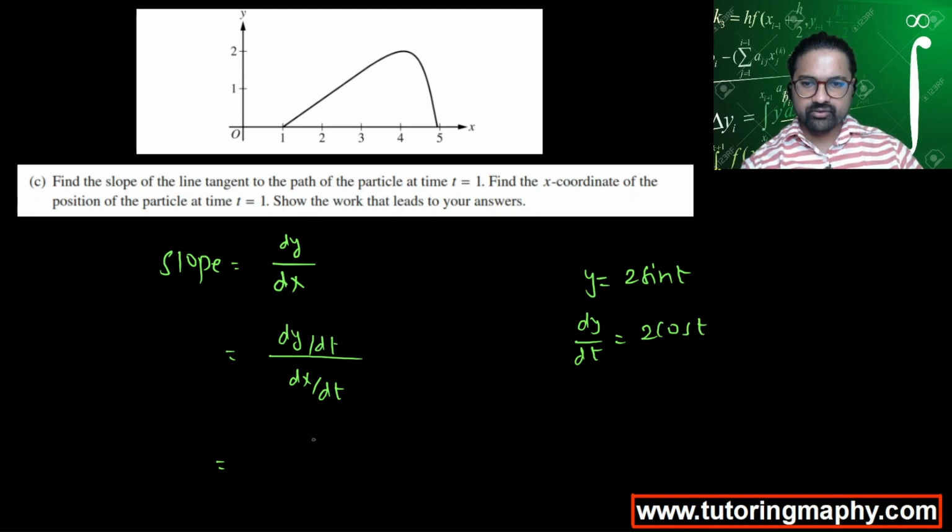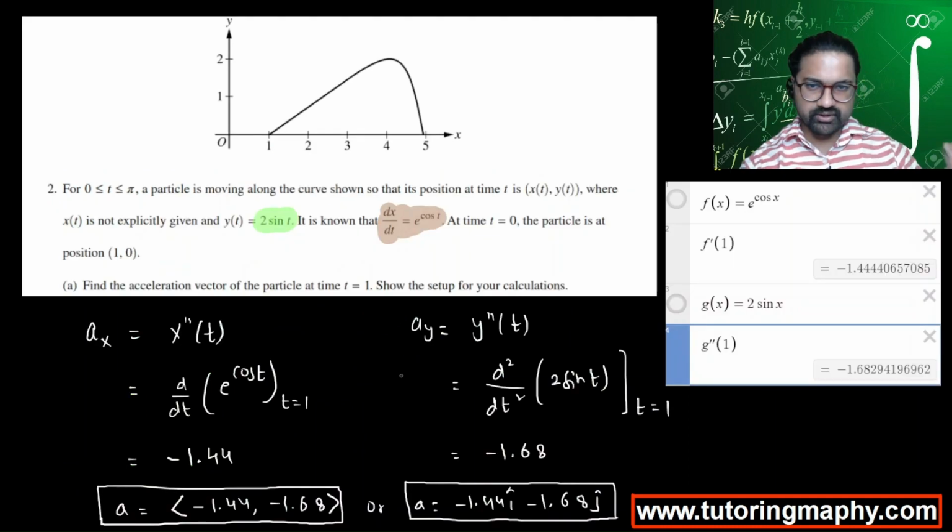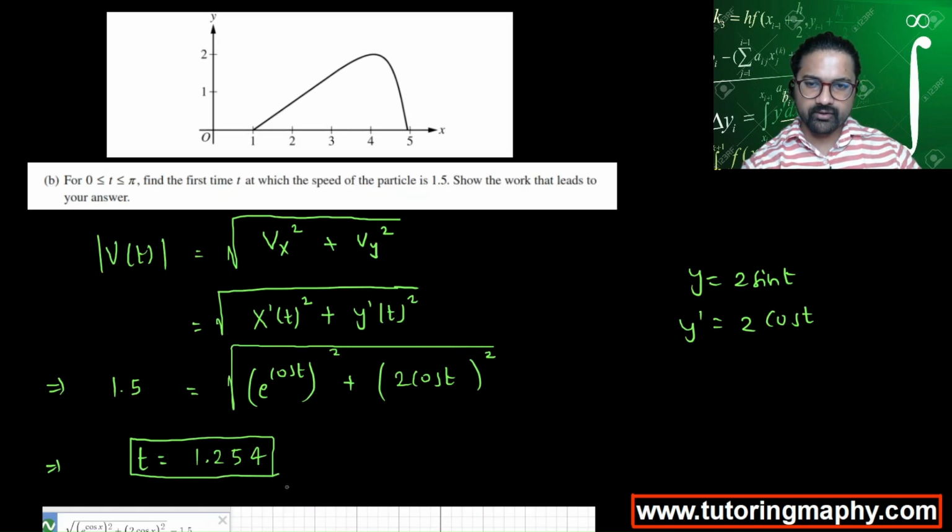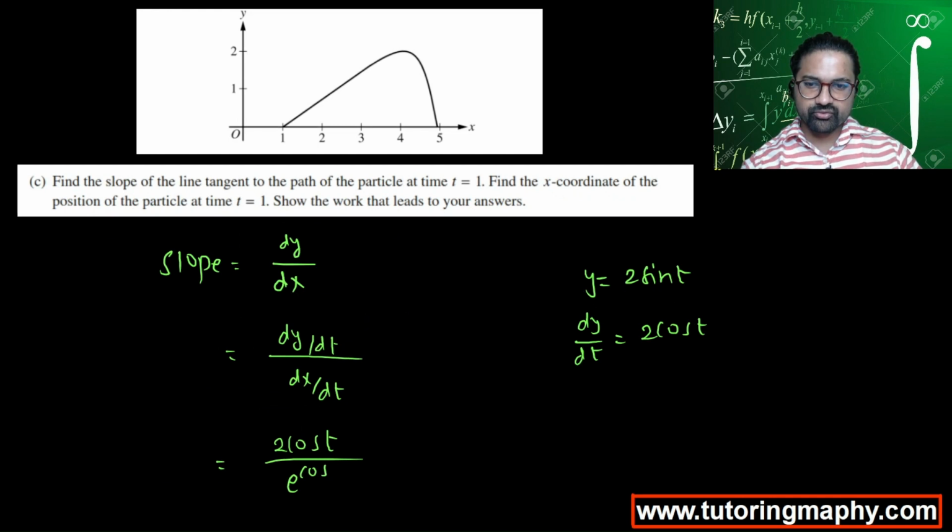So I'm going to put that over here. This will be 2 cos t, and the dx over dt is already given to us in the question, that is e raised to cos t. So I'm going to put e raised to cos t over here, and we need to find this at t equal to 1, of course. Remember, cos 1 we do not know. We have to find the value of cos of 1 by plugging this into the calculator.